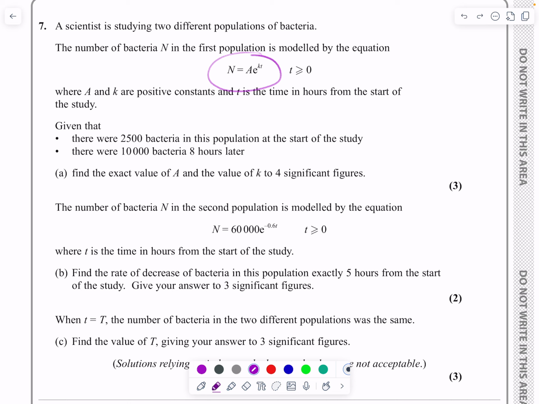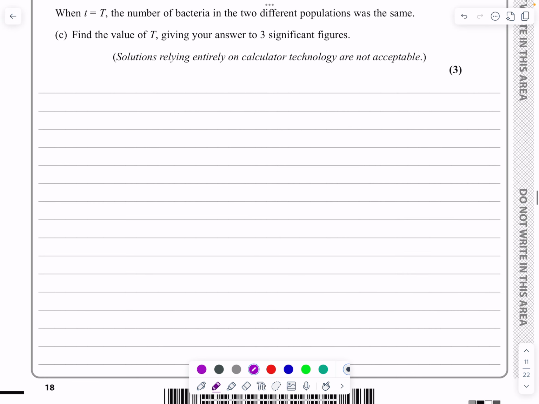And it tells me in the bullet points, at the start of the study, the population is 2,500. So that's t equals 0, N equals 2,500. And then secondly, it tells me when t equals 8, N is going to be equal to 10,000, and it asks us to find the exact value of A and then the value of k to 4 significant figures. So just be aware of that when we're going through and doing the question. Let's make a start to it.